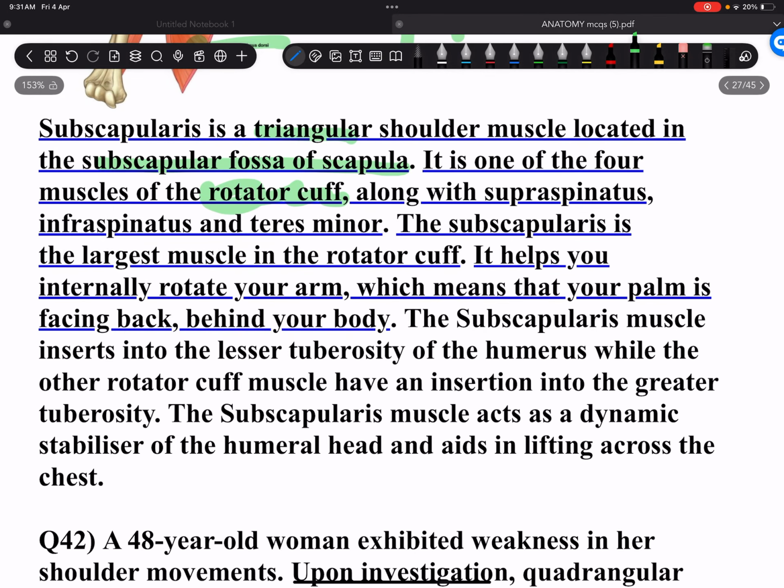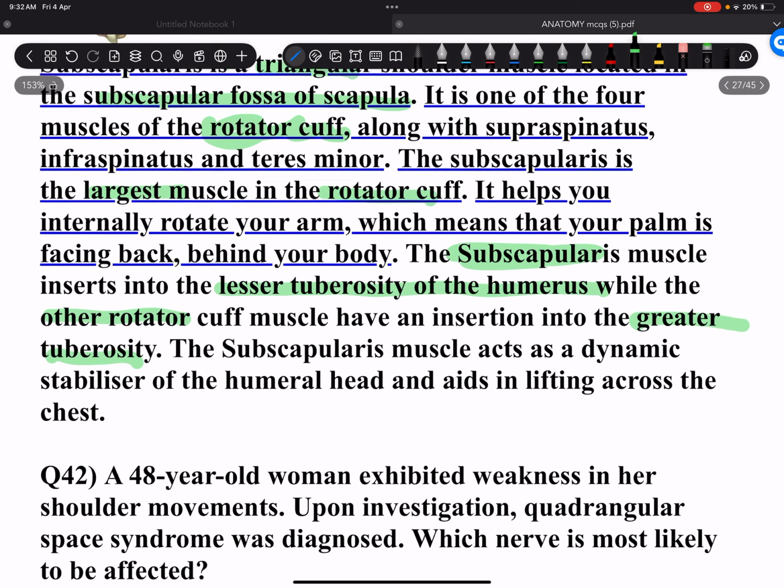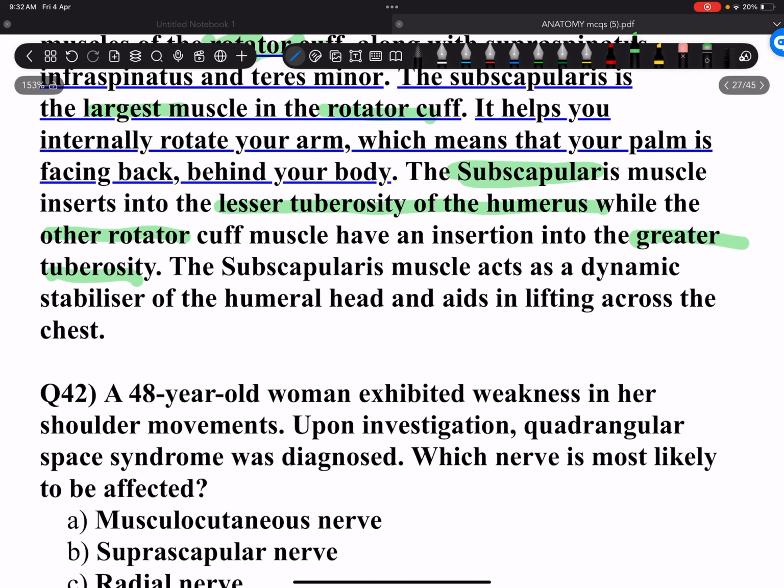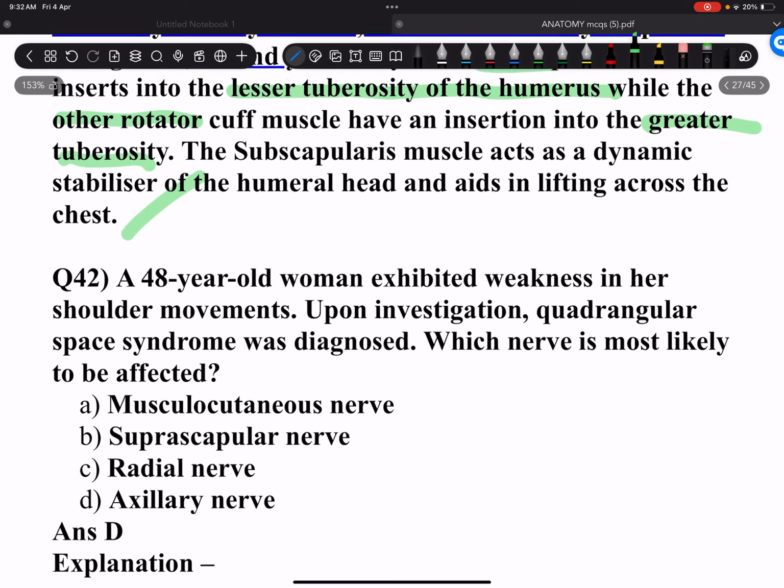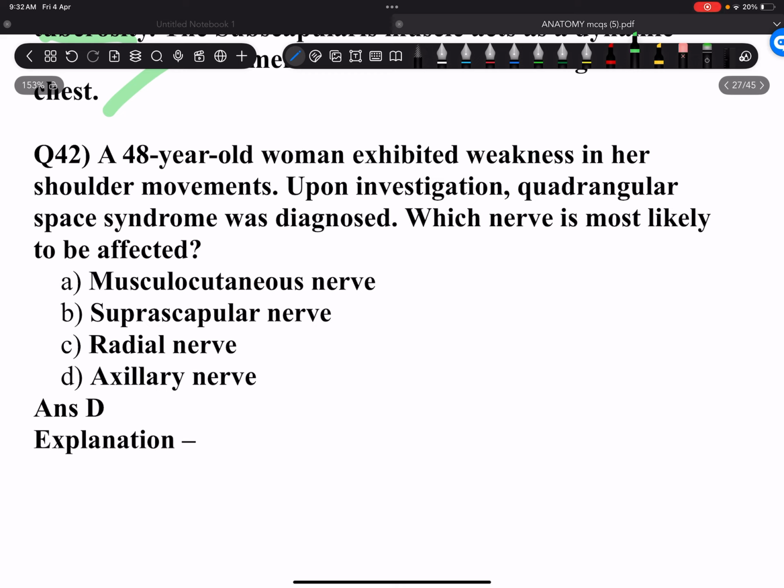The subscapularis is the largest muscle in the rotator cuff. It helps you internally rotate your arm, which means your palm is facing back behind your body. The subscapularis muscle inserts into the lesser tuberosity of the humerus, while the other rotator cuff muscles insert into the greater tuberosity. Subscapularis enters the lesser and all others the greater. The subscapularis muscle acts as a dynamic stabilizer of the humeral head and aids in lifting across the chest.